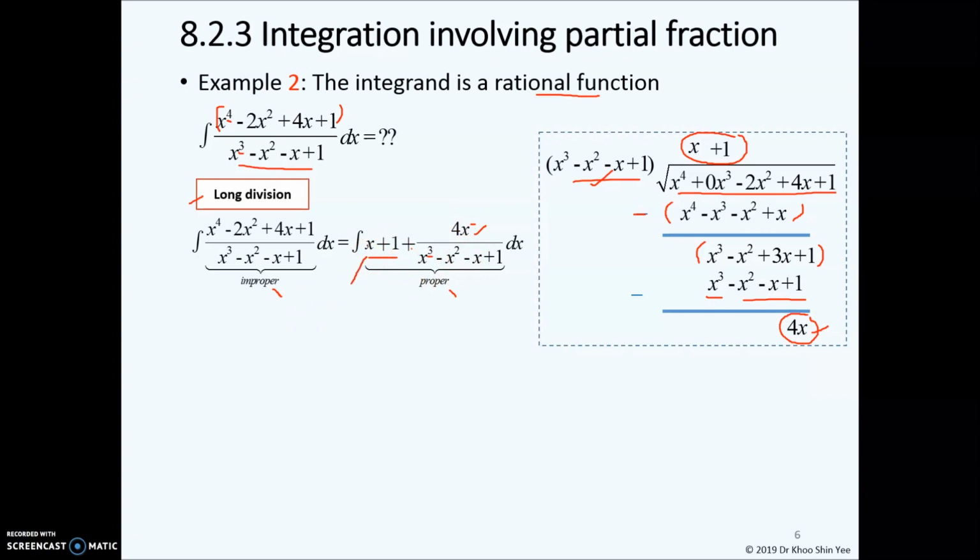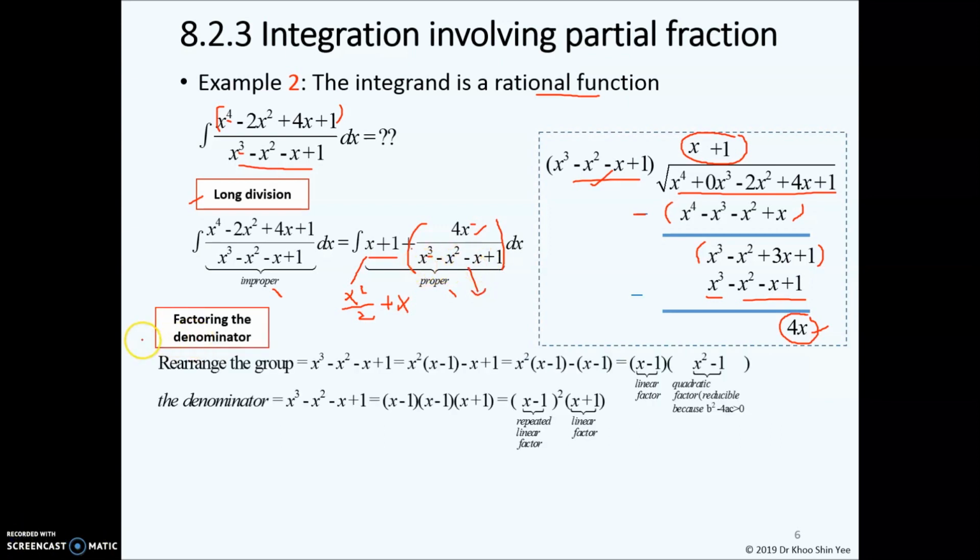For the x function, if you integrate, you can easily get the answer x squared over 2. Integrate 1, you get x. For this part, this requires partial fractions. So first of all, we have to factorize this polynomial. So we continue to factorize the denominator, which is this component.